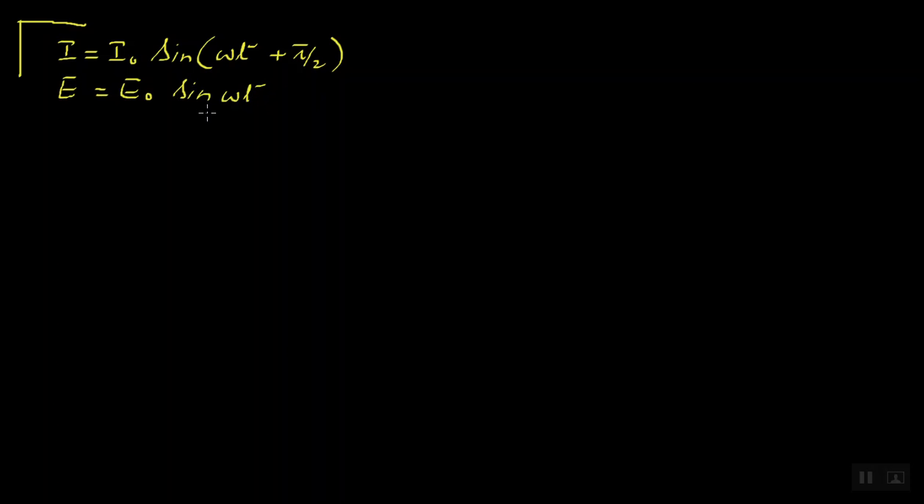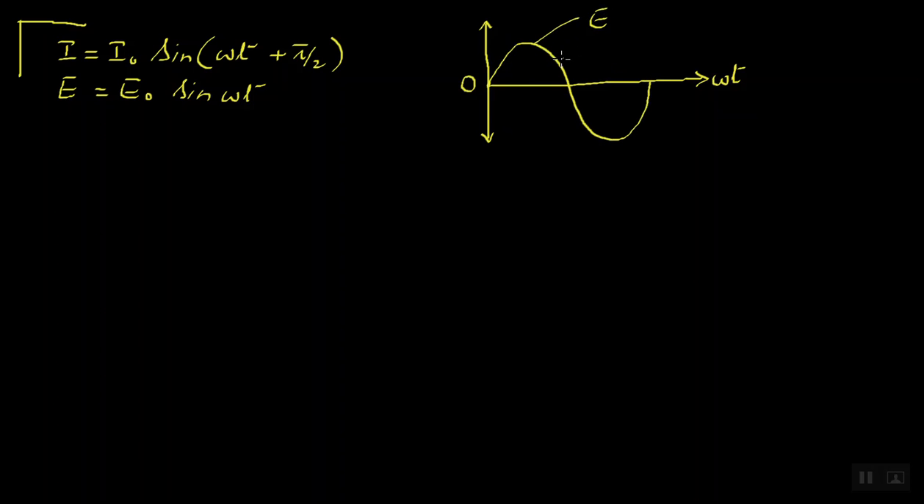So how will the graph look? See, when omega t is 0, then E will be 0. So the EMF will be starting from this point, right? Omega t 0 means right here. The value of E also will be 0. That means this point. So the EMF will be like that, right? That's the EMF.